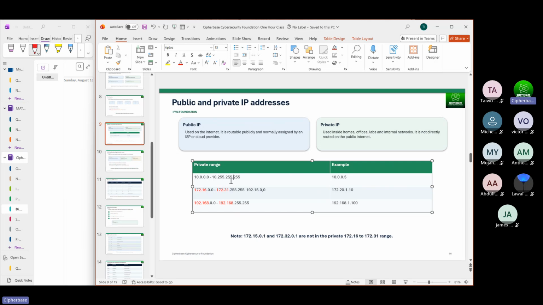In some cases, we consider the first one here, this 10. As you can see, anywhere you see 10 dot, the first one, we consider it as private IP. Anywhere you see the one that started with 10 dot, anything in front, consider that as private IP.